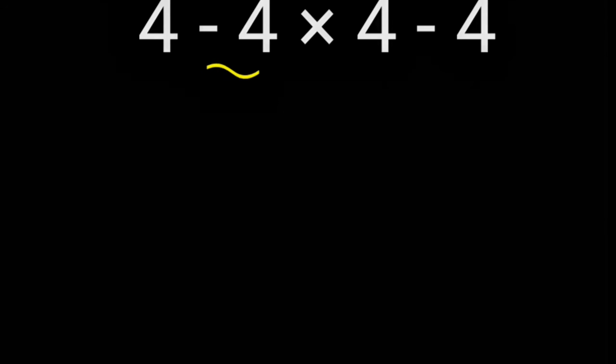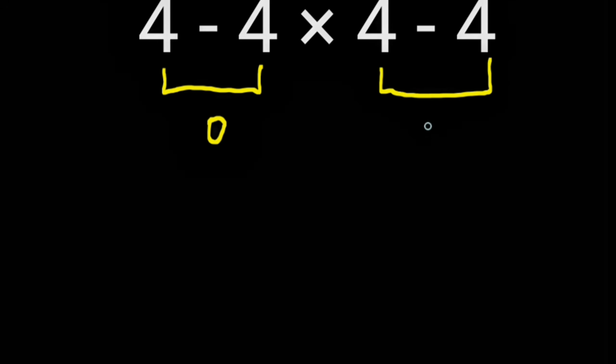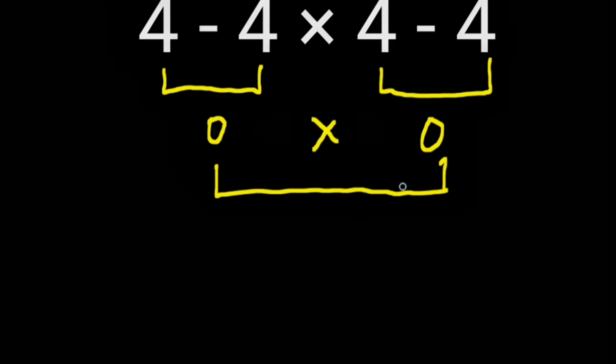What is 4 minus 4 multiplied by 4 minus 4? We have here 4 minus 4, which gives us 0, and 4 minus 4, which gives us 0. 0 multiplied by 0 is equal to 0. So this is what many people are going to do here, but this solution is wrong.